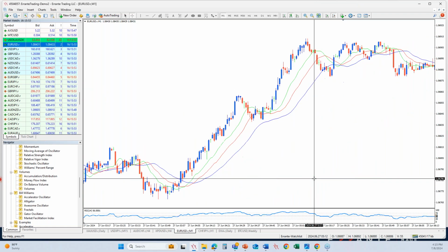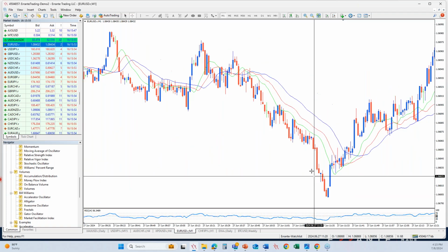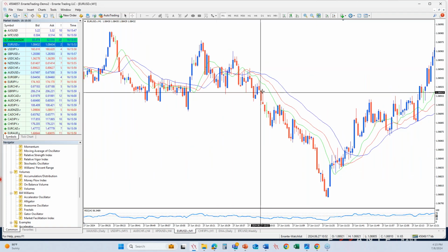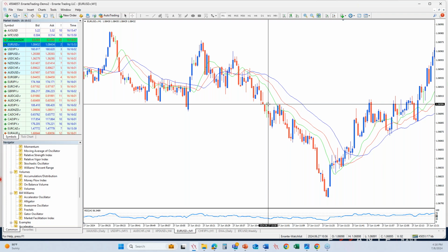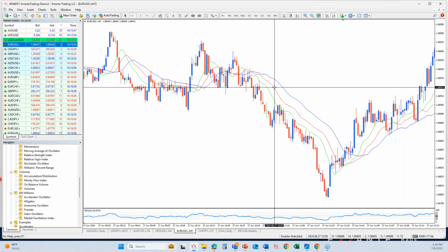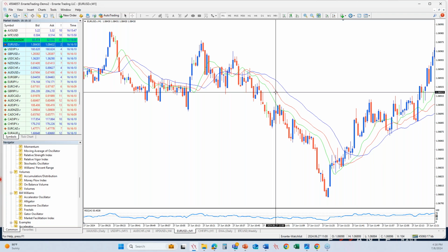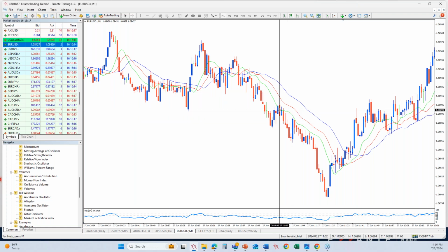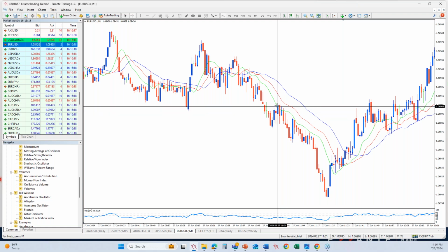Conversely, let's find something like this here. Okay, if the blue line is above the red line, the jaw is above the teeth, and both of them are above the green line, which is the lips, with all lines moving downwards with negative slope, it indicates a bearish trend. So confirming the trend direction using additional indicators can be really, really helpful.